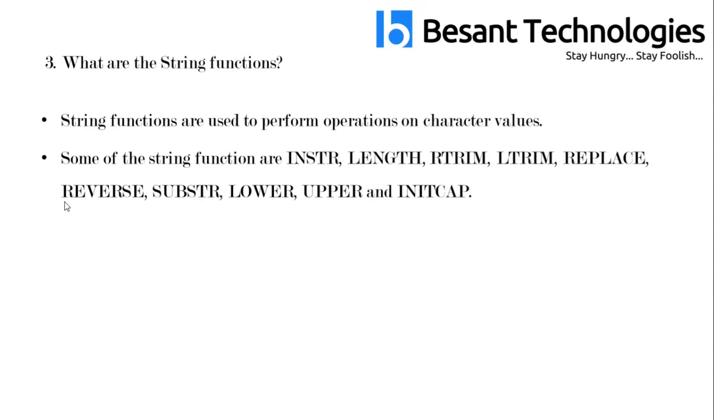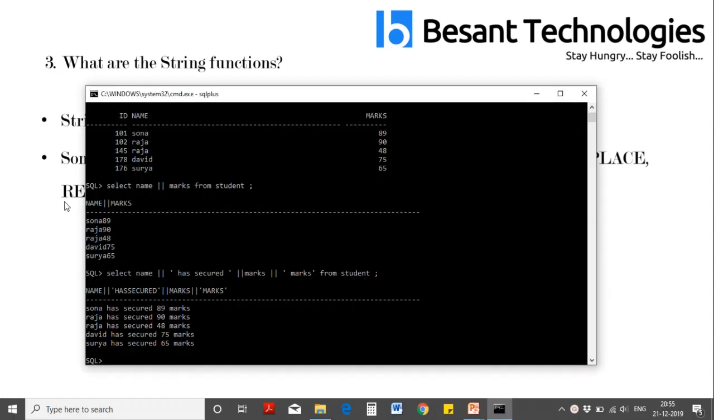Next we'll go with the string question. What are the string functions? That is the third question. String functions are used to perform operations on character values. Some of the frequently used string functions are instr, length, rtrim. Rtrim means right trim, ltrim means left trim. Then we have replace, reverse, substring, lower, upper, and initcap. Let's see them one by one.